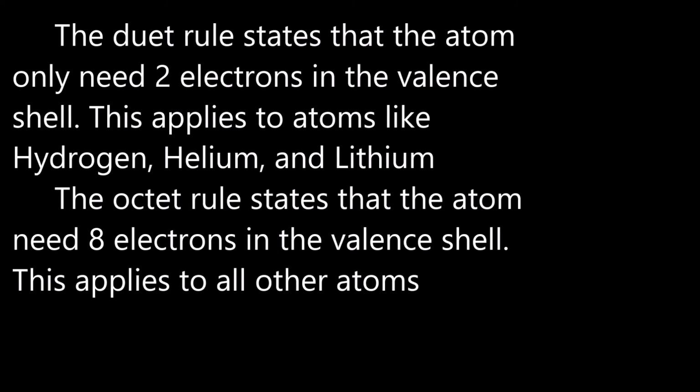The duet rule states that the atom only needs 2 electrons in the valence shell. This applies to atoms like hydrogen, helium, and lithium. The octet rule states that the atom needs 8 electrons in the valence shell. This applies to all other atoms.